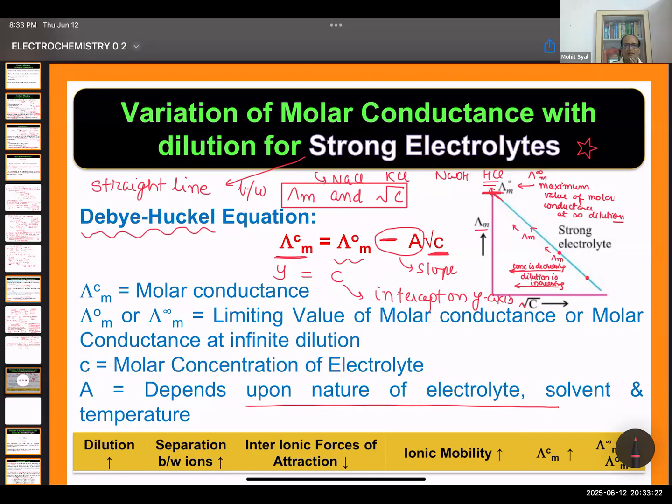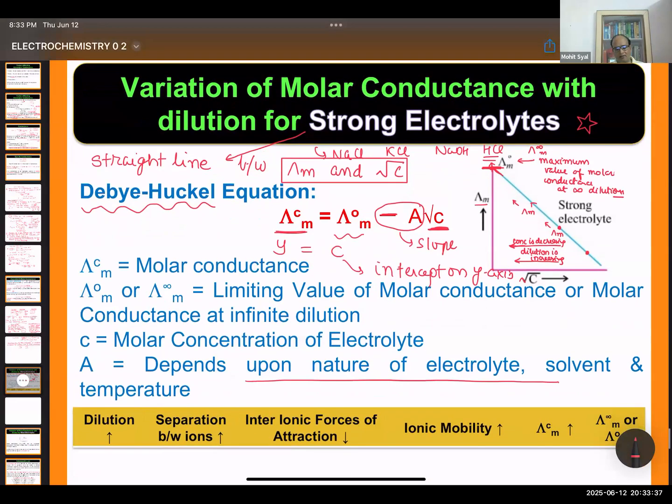Is this clear? For a strong electrolyte, it is very easy to figure out the limiting value of the molar conductance, because it is a straight line function. A straight line can be easily calculated. So I have given you the summary of what is happening over here. I told you earlier also.